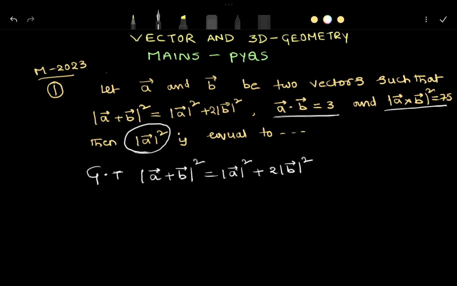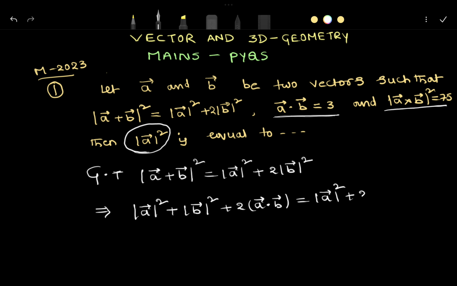Now you know modulus of (a bar plus b bar) whole square is modulus of a bar whole square plus modulus of b bar whole square plus 2 into a bar dot b bar. This is equal to modulus of a bar whole square plus 2 into modulus of b bar whole square.